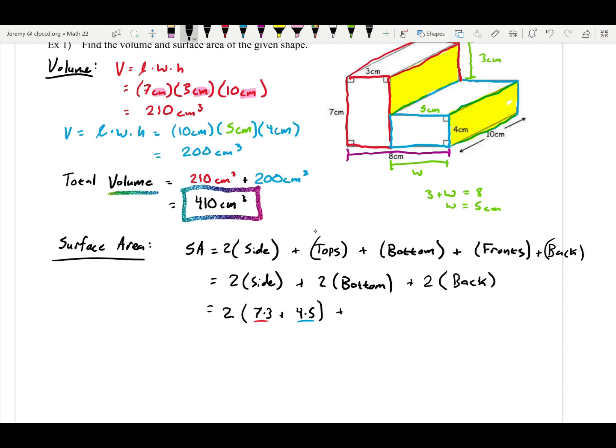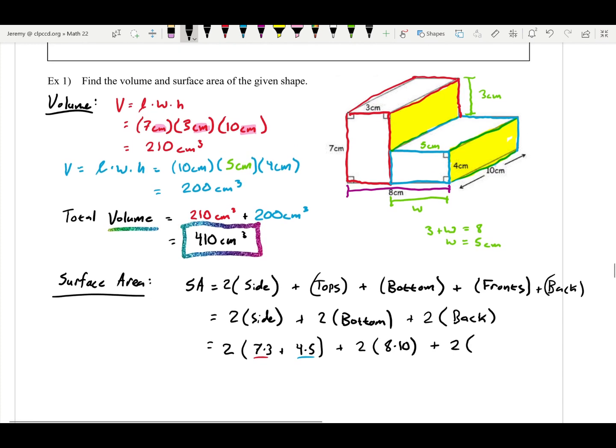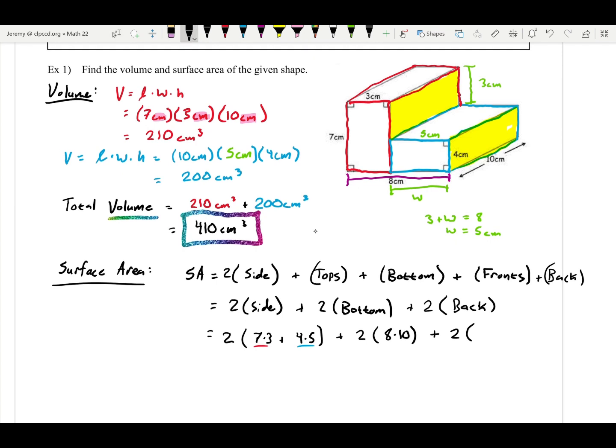And then I'm going to add that to 2 times the bottom. So what is the area of the bottom? Well, that's just that whole platform, the whole footprint of this shape, which is 8 centimeters times 10 centimeters. And I'll add that to 2 times the back, which is 7 times 10.